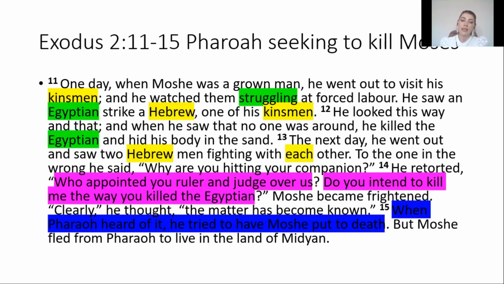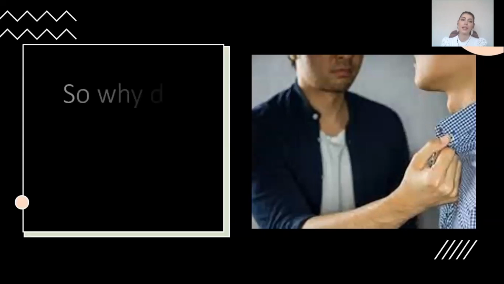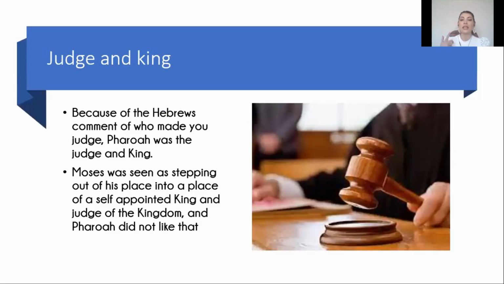So we see here that the real problem was not killing the Egyptian man. Moses thought it was, but as we go on, you'll see that's not actually why Pharaoh wanted to kill Moses. So why did Pharaoh want to kill Moses? Because of the comment the Hebrew man made, saying, "Who appointed you judge over us?" Who made you the judge or the ruler of this kingdom? Because the last say always fell with Pharaoh. So it's not a case of killing an Egyptian man. It's that Moses appointed himself into a placement of king and judge over the kingdom. Pharaoh did not like that, and that's why Pharaoh wanted to kill him.